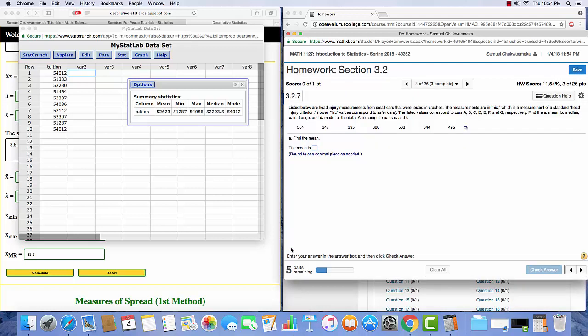Question 4. Listed below are head injury measurements from small cars that were tested in crashes. The measurements are in HIC, which is a measurement of a standard head injury criterion. Lower HIC values correspond to safer cars. The listed values correspond to cars A, B, C, D, E, F, and G, respectively. So this is the HIC value for car A, car B, car C, car D, car E, car F, and car G.